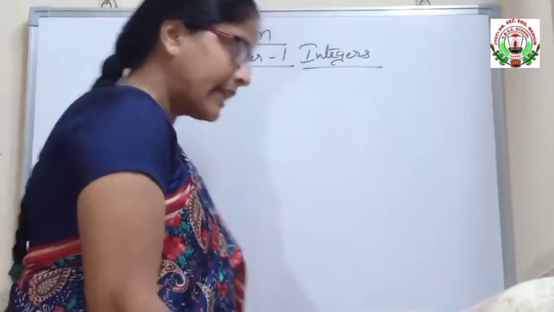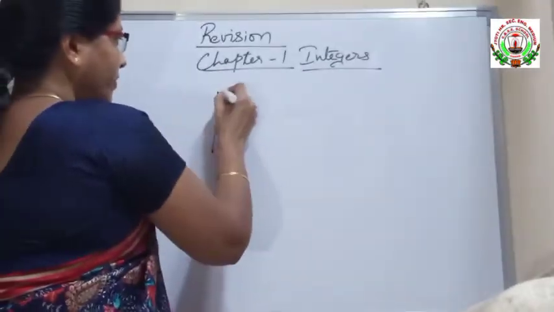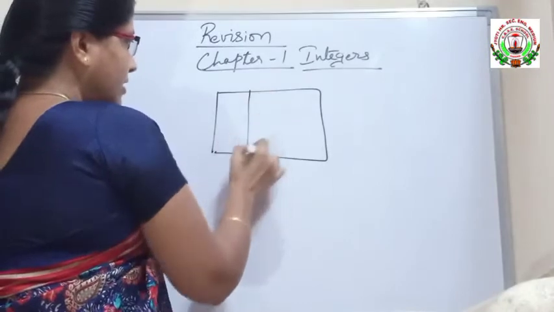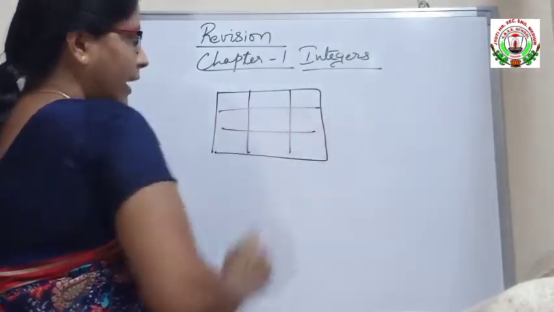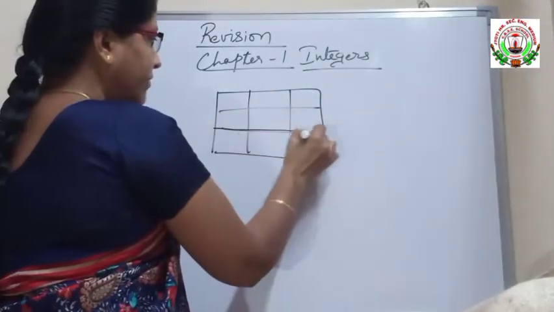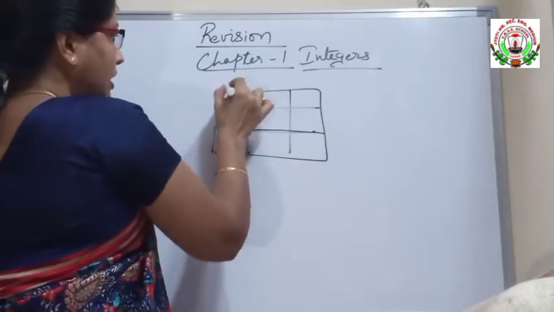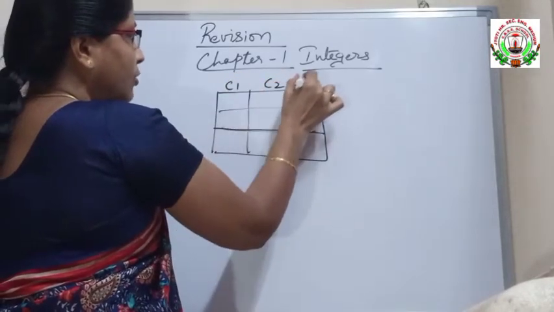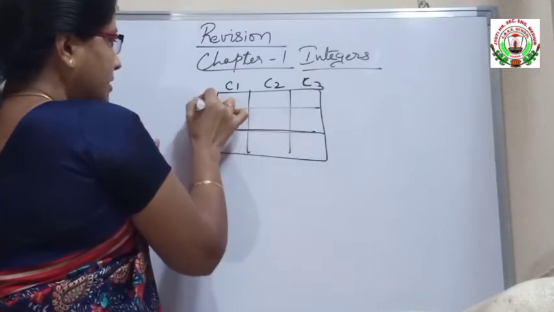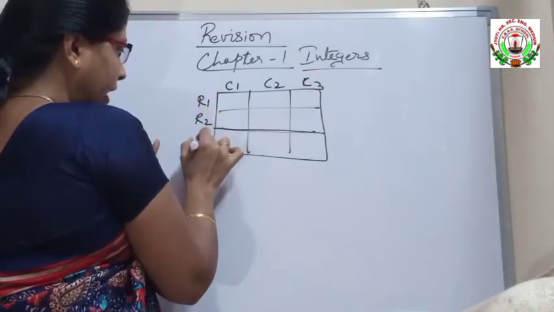Next one is, they have given a magic square, and they have asked you to find whether this magic square is correct or not. So this is your column 1, column 2, column 3. Next, this is your row 1, row 2 and row 3.